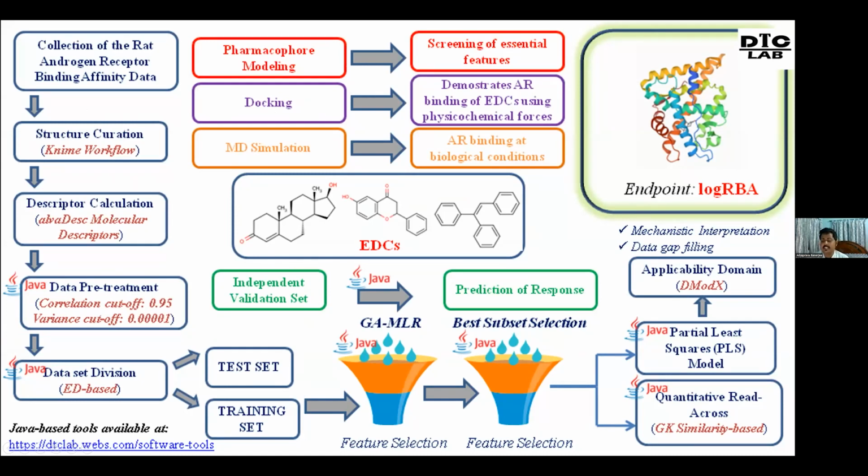Firstly, we have developed the PLS model and checked the applicability domain. Secondly, we have deviated from the QSAR and applied a novel quantitative read-across approach. After optimization of the hyperparameters using Gaussian kernel similarity-based metrics, we have obtained certain external validation metrics. Now, in order to validate our findings in the QSAR, we have also performed pharmacophore modeling, docking, and molecular dynamics simulation, and the results are on par with the QSAR findings. Now, there were certain compounds whose log RBA value was unreported, and we have predicted them using our prediction reliability indicator tool.